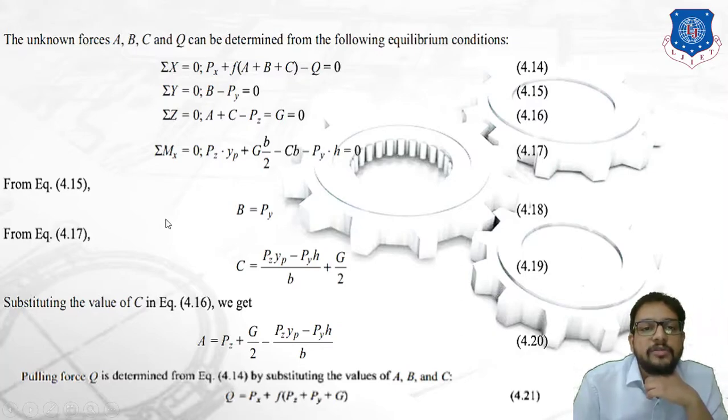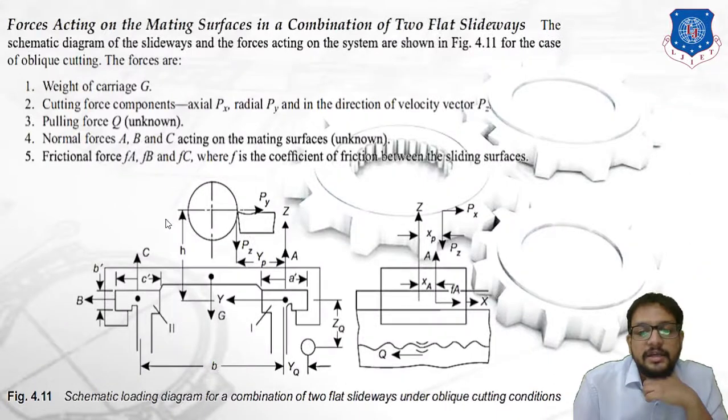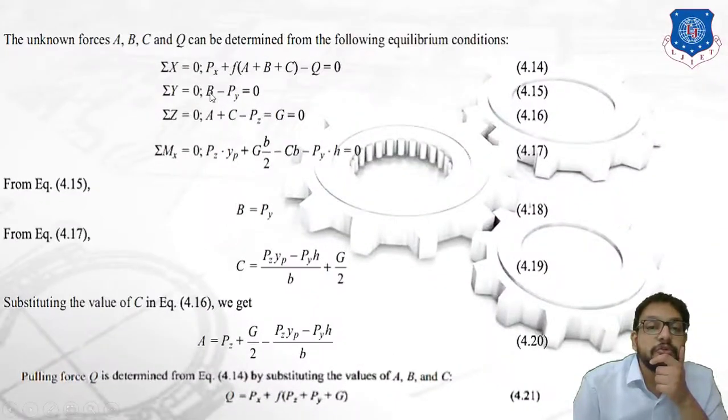So obviously, when we resolve the forces along the x-axis, you can clearly see the forces which are available: Px in the horizontal, that is x direction. Similarly, frictional force Fa you can see acting in the opposite direction of the Px force. Then Fb would be there and Fc would be there, that is for the normal force B and normal force C. Along with that, the pulling force Q is also acting in the left direction. So the equation is going to become Px plus Fa plus Fb plus Fc minus Q, which would be equal to 0.